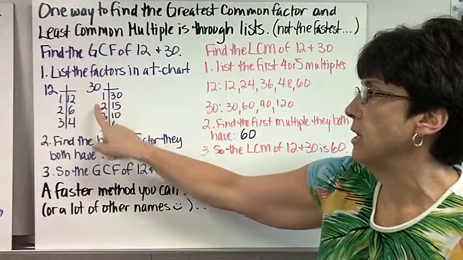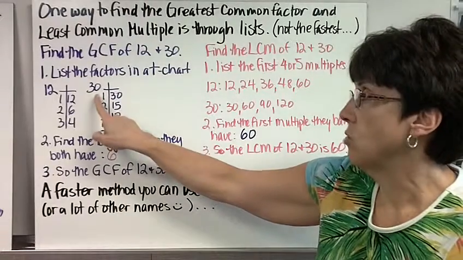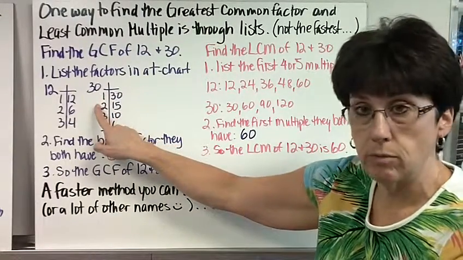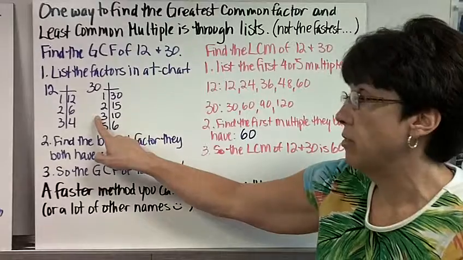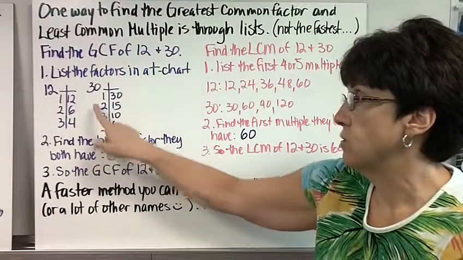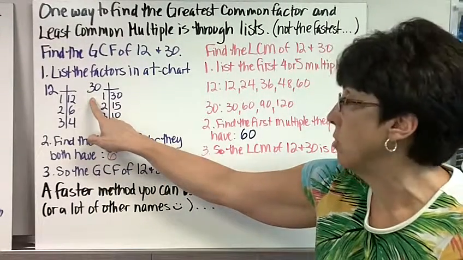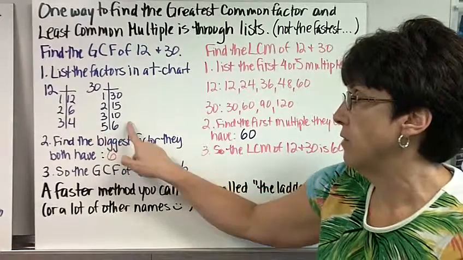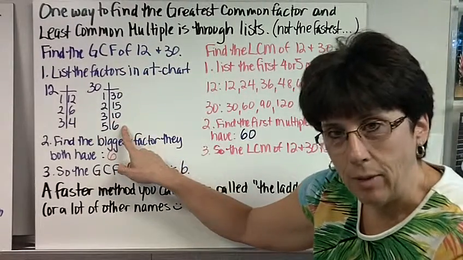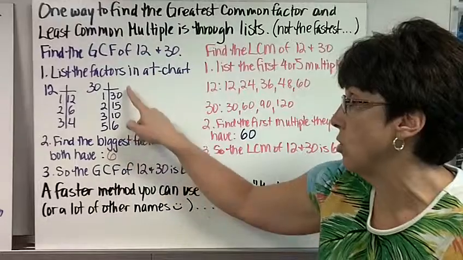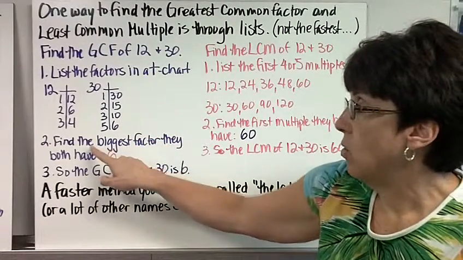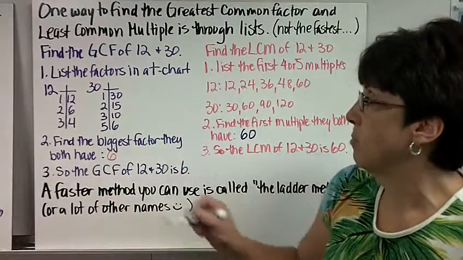So 30, I start again. 1, I always start with 1. 1 times 30, 2, the next number goes in, 2 times 15. 3, 3 times 10. Does 4 go into 30 evenly? No, so I skip it. 5. 5 times 6, and once again I'm at 6 and I've already written it down, so I know that I'm done. Now I find the biggest factor they both have.